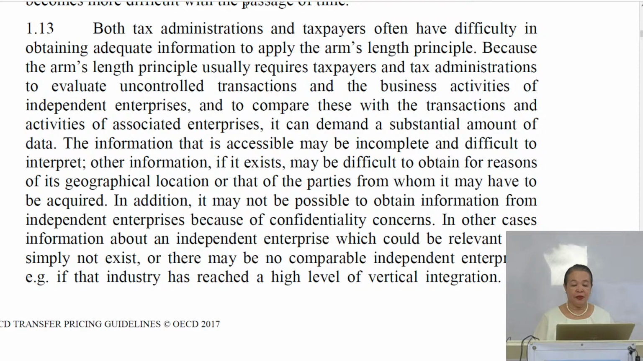Confidentiality of information. In other cases, information about an independent enterprise which could be relevant may simply not exist. So there is really no information. Or there may be no comparable independent enterprises if that industry has reached a high level of vertical integration. So it is very unique, and it has no comparable independent enterprises.